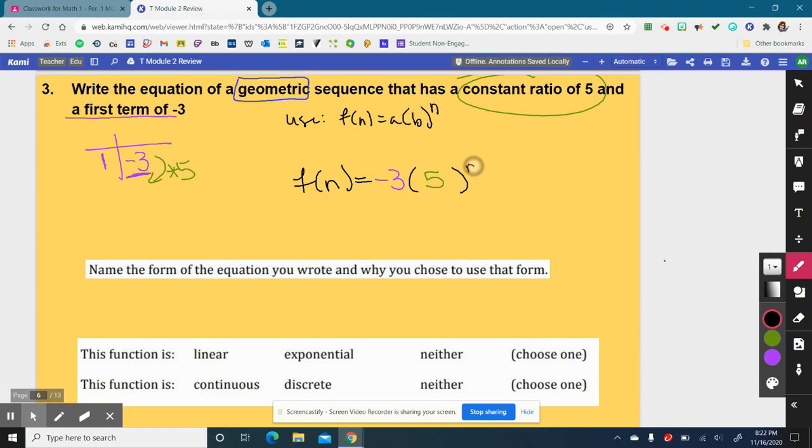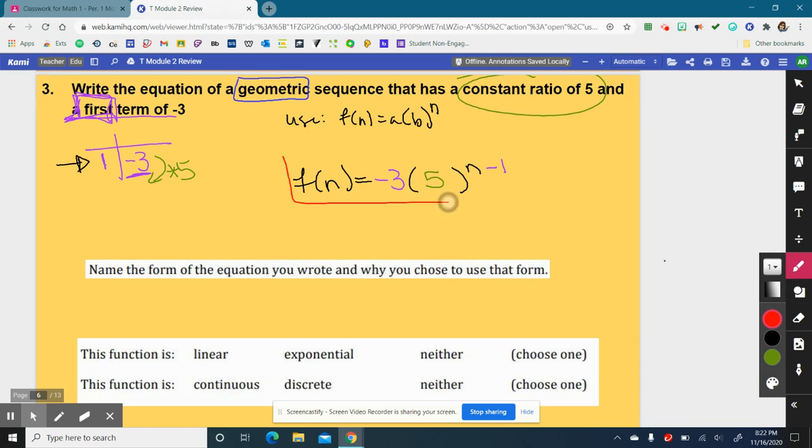And then we have this exponent n. But what was our first number on our table? It's a 1 here. It's not a 0. So that means we have to write n-1. Be careful about that, right? If it starts with 1, if it says that word first, then you have to use n-1 in your equation.